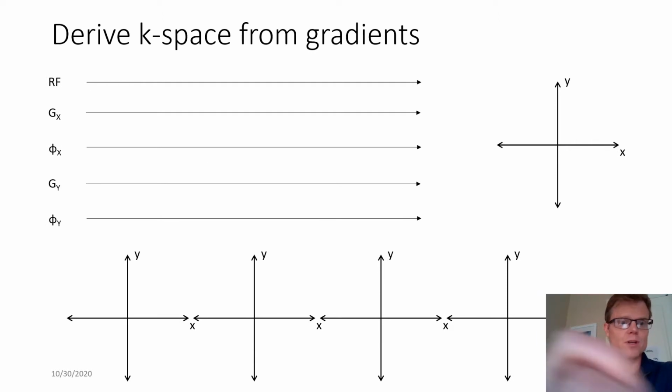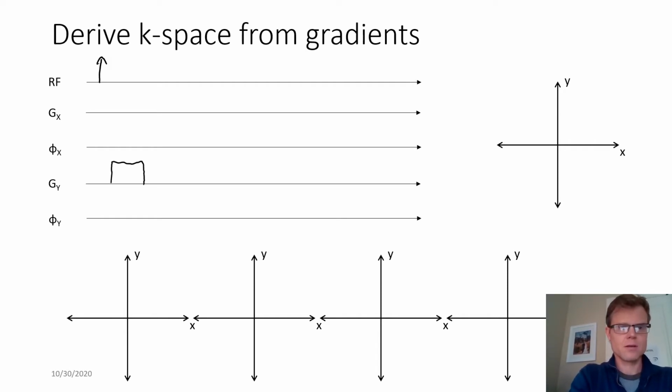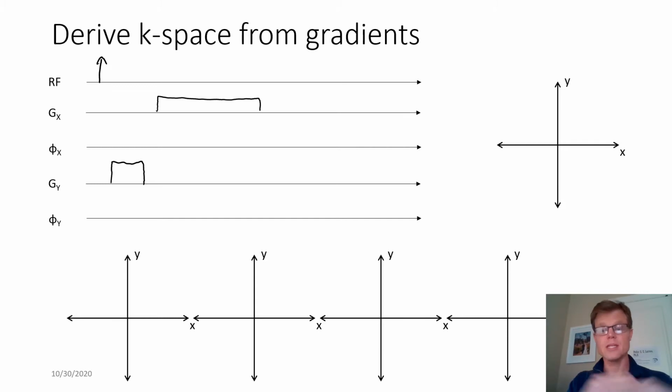This handles the case of 1 dimension. Let's go on to a case of 2 dimensions. And what I want to show you here is that the effects of the gradients are independent of each other. So there's a k-space in x and a k-space in y, and these are going to happen independently.